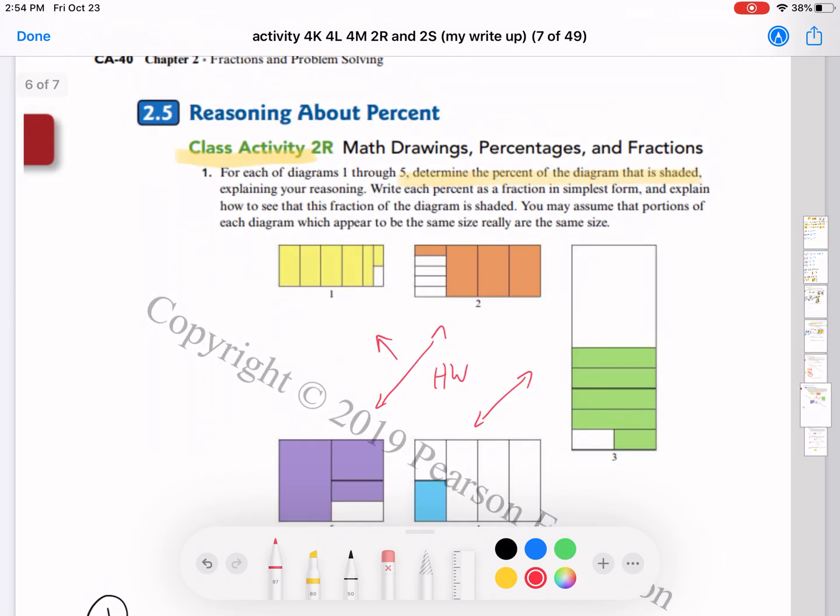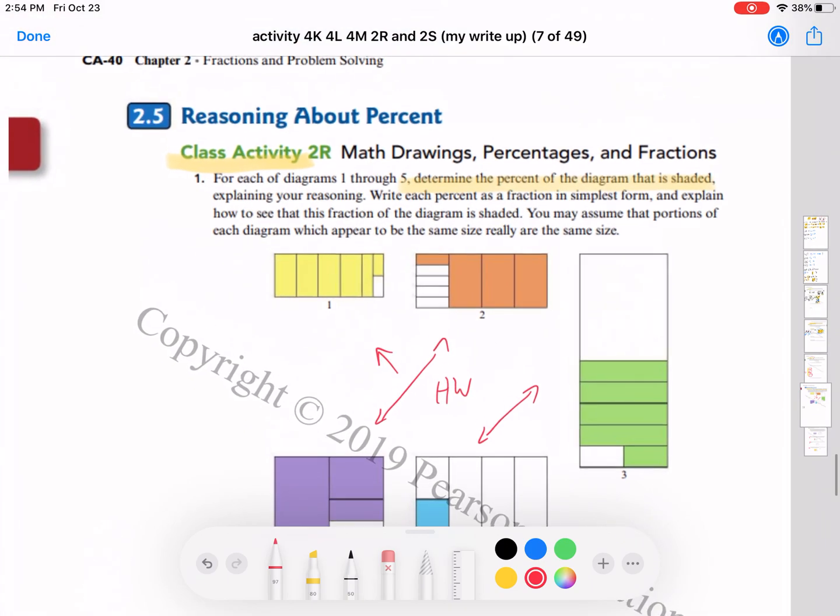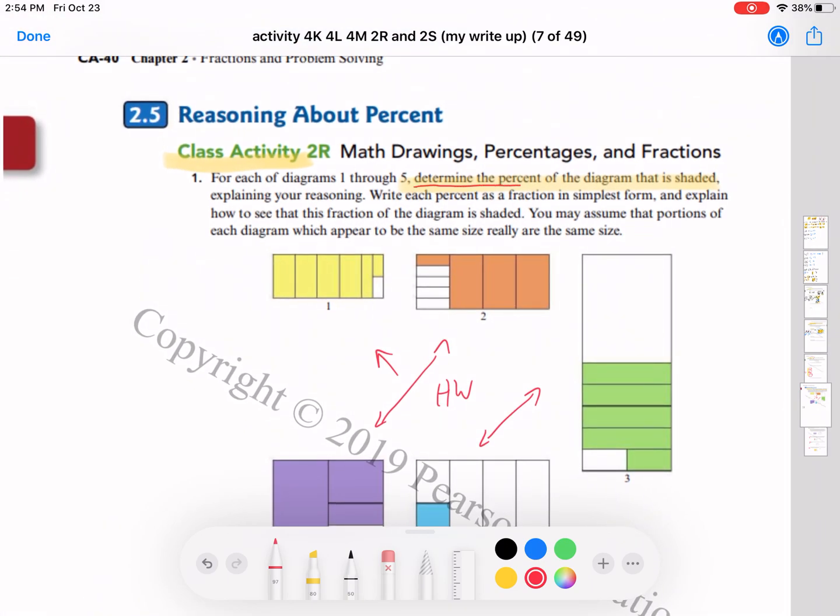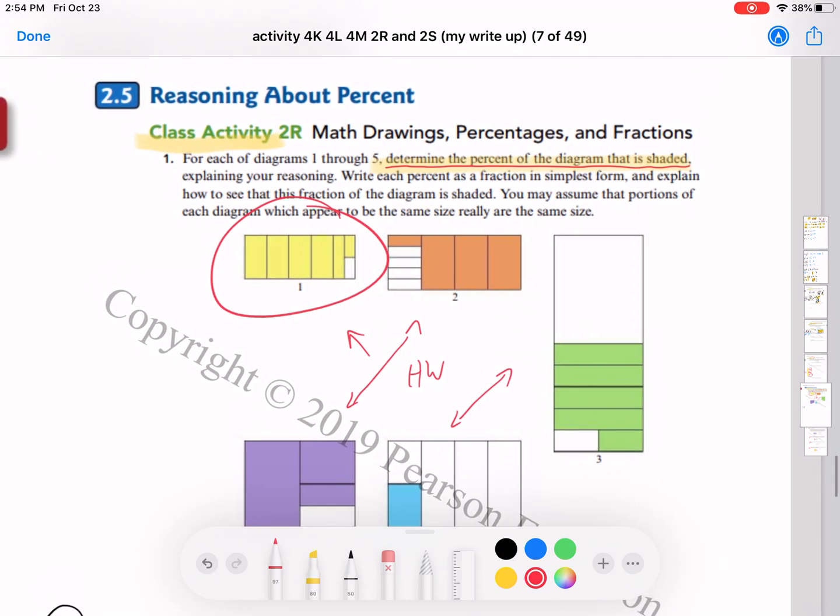All right, more reasoning about drawings and percentages. And again, these directions say determine the percent that is shaded. Now, for the first one, we'll do that together, and then these other ones, that again is going to be part of your homework. So looking at this first one, if I can say how much is shaded, well, I'm going to think about these things in terms of fractions, and then I'm going to turn my fractions into percentages.